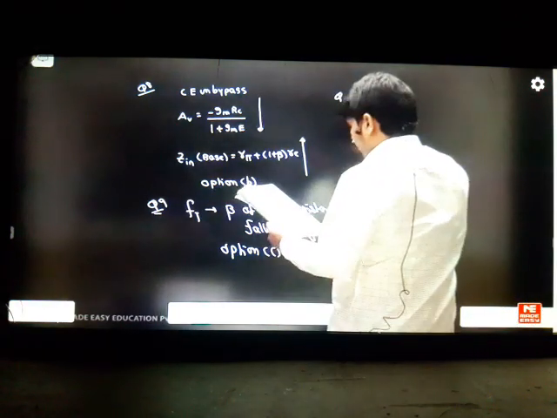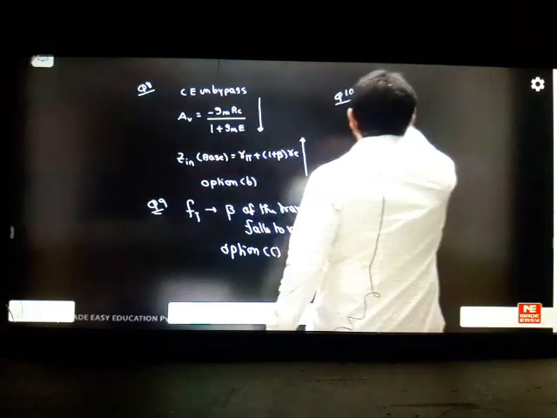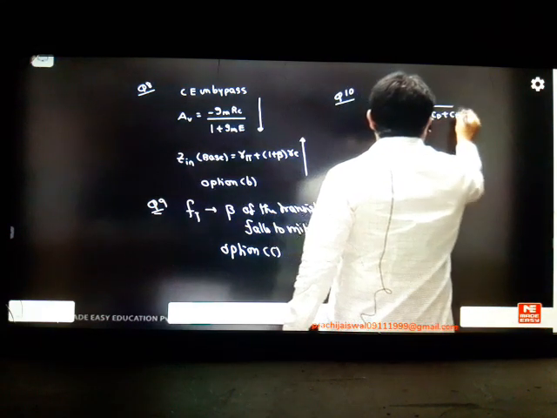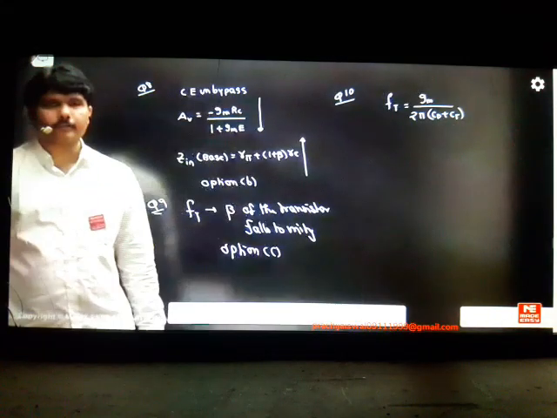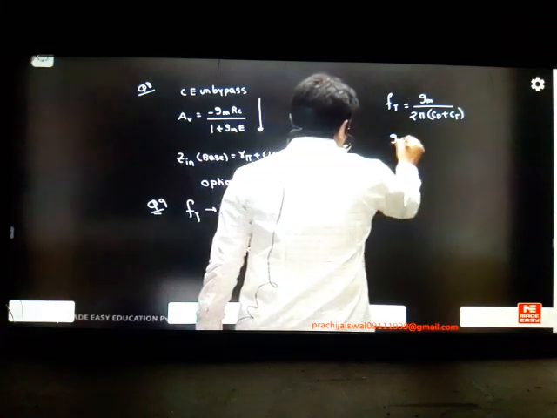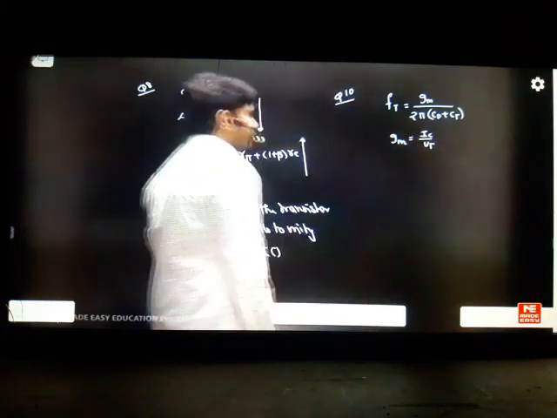The next question, number 10, is about the FT formula. FT formula is Gm by 2 pi (C pi plus C mu). These are formula based questions. Gm is nothing but simply IC by VT. So based on this you can solve this problem.